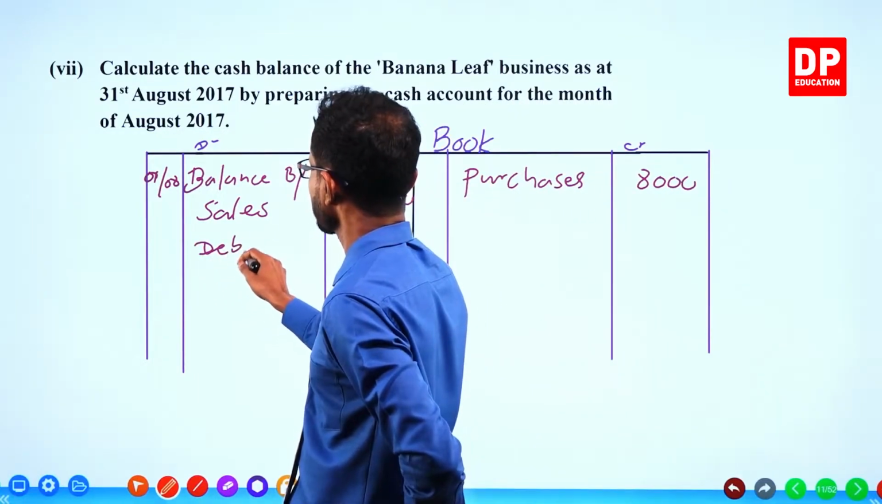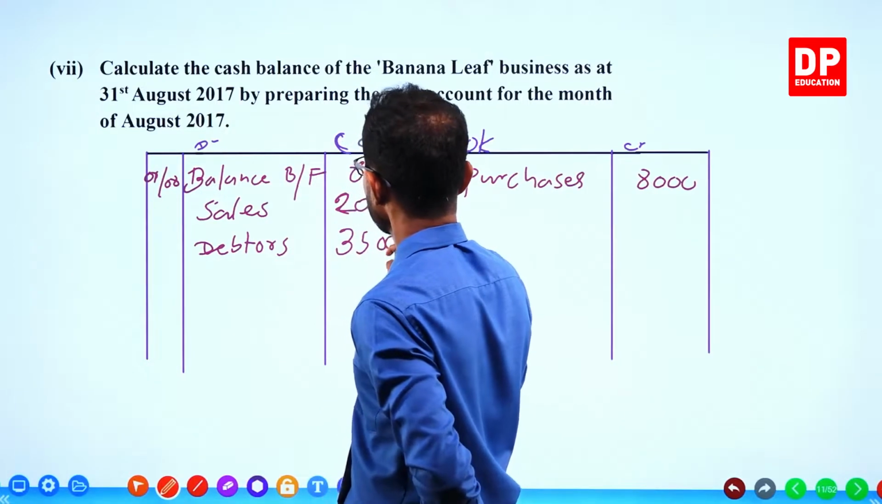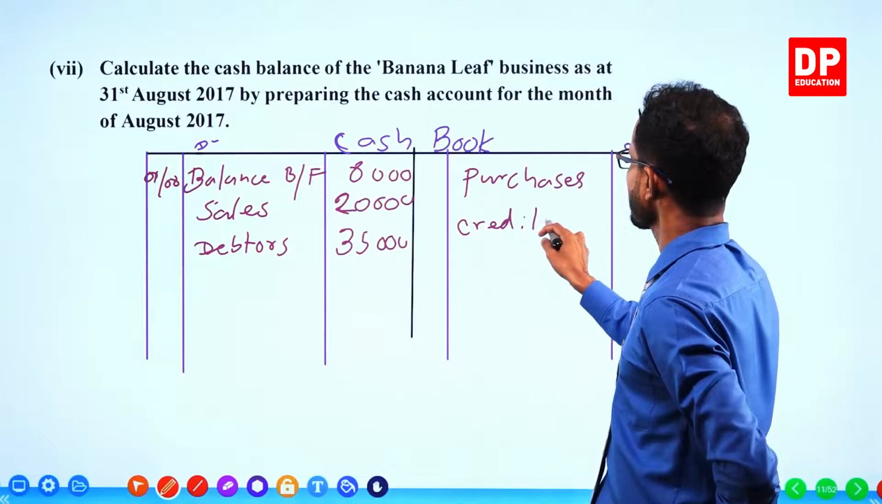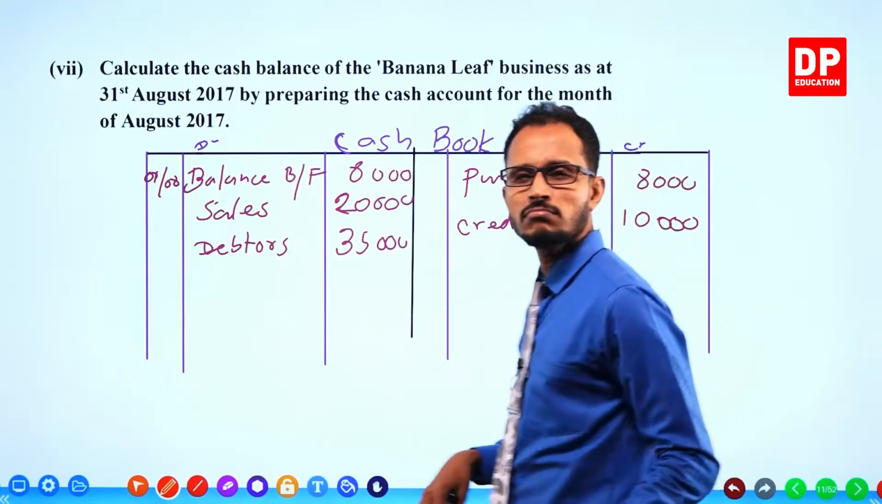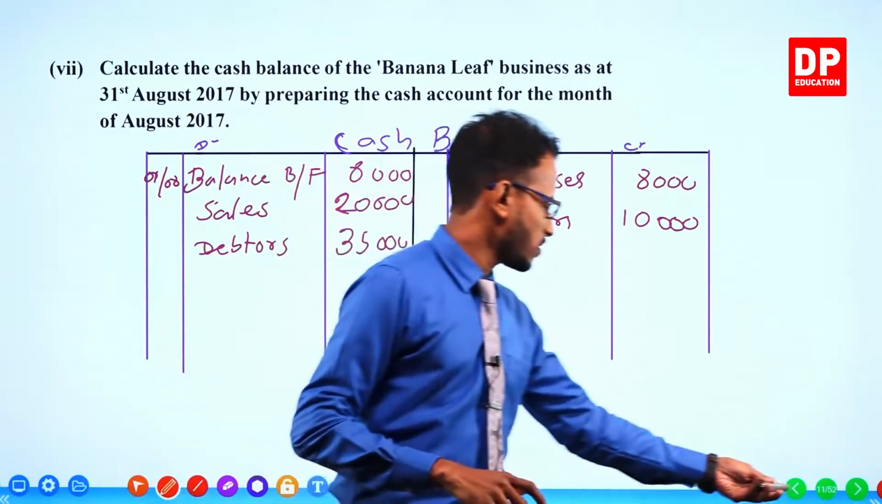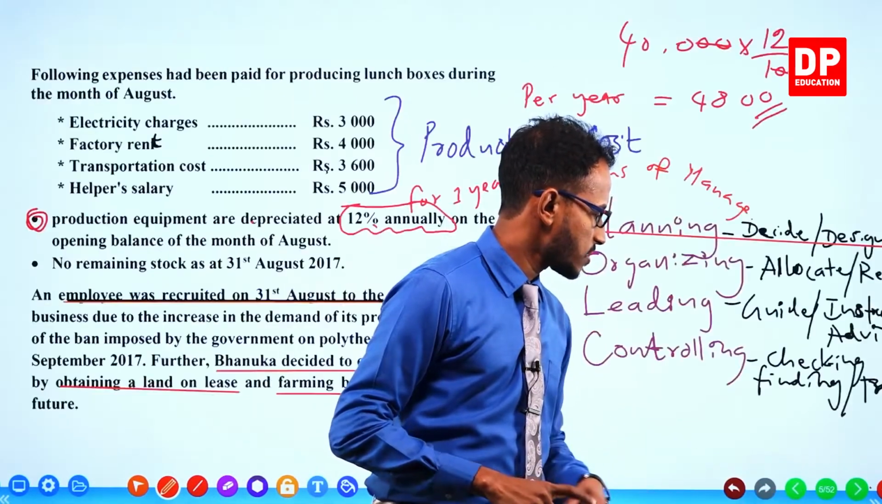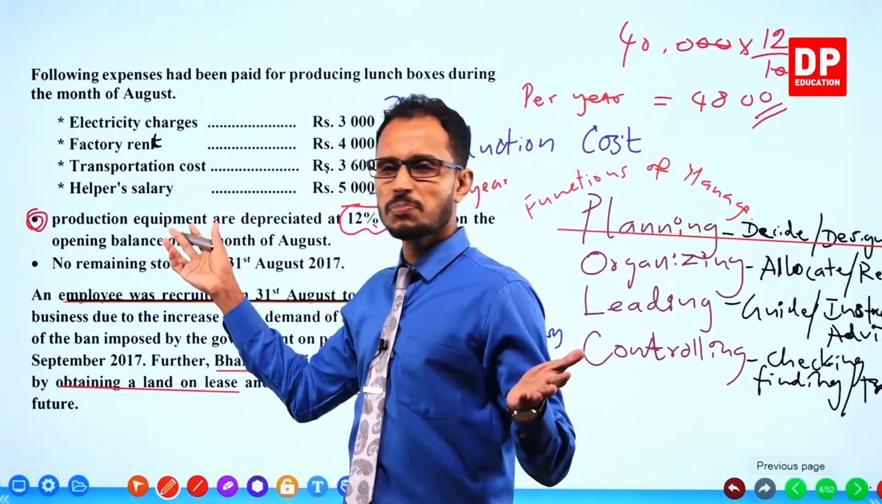Debtors 35, creditors 10. Are we done? Should get this finished. Oh, we have other expenses here.